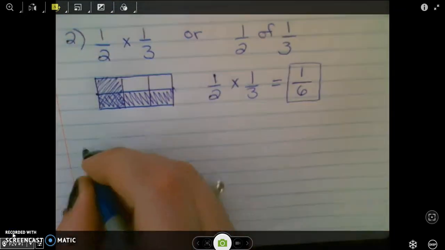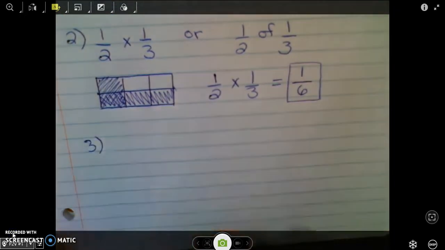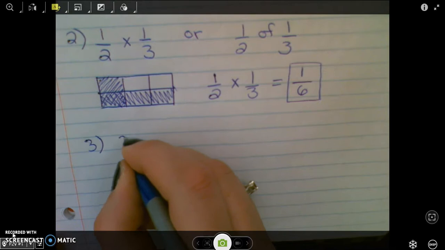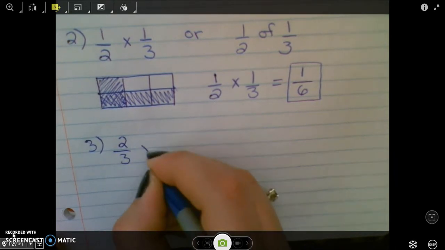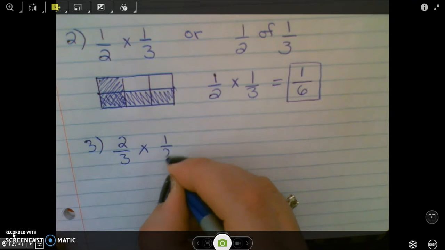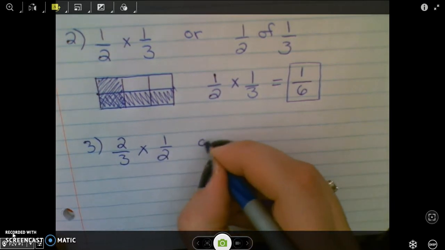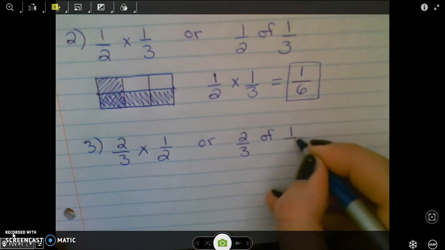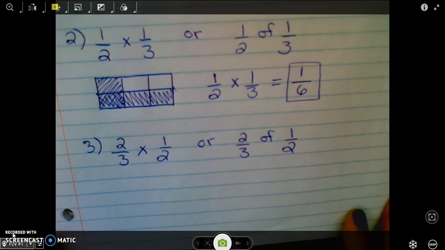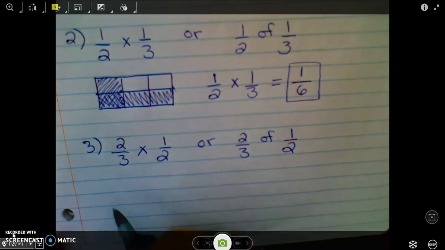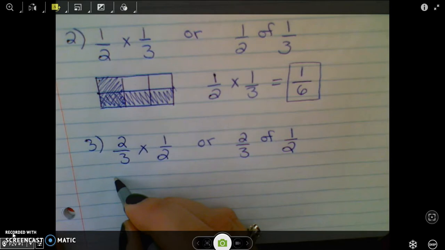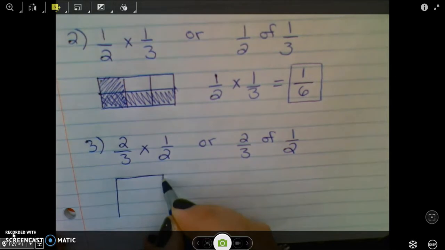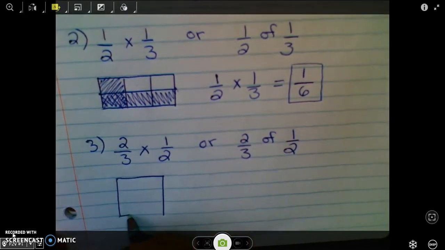All right, and then my third example will be the last one on this page here. This time I will do 2/3 times 1/2, or that would mean 2/3 of a half. All right, to draw my rectangle this time, I am going to draw 3 lines down. This will actually look a little bit more like a square.